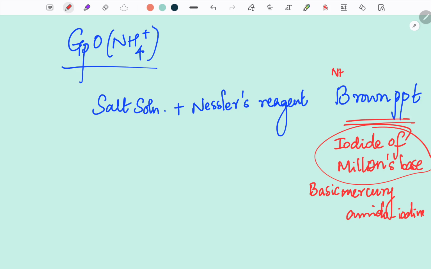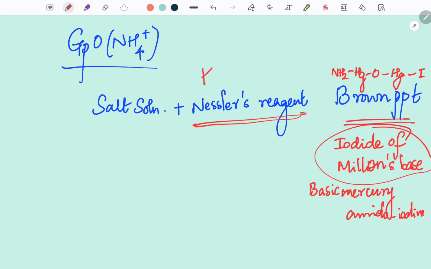The formula is NH2HgOHgI. This is the structural formula. Of course, you can condense it and get the molecular formula, but normally we prefer writing it this way so that you can see the bonds clearly. And what is Nessler's reagent? That is another viva question.